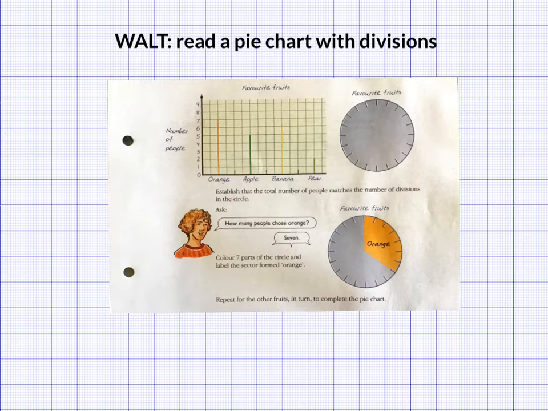So, how many chose orange? You can have a look at the number of people on the graph and then add that into the 7 sections on the pie chart. You can then repeat that. So with the apple, you can see that it's 5. So you would add in 5. And then you would repeat for banana and pear.